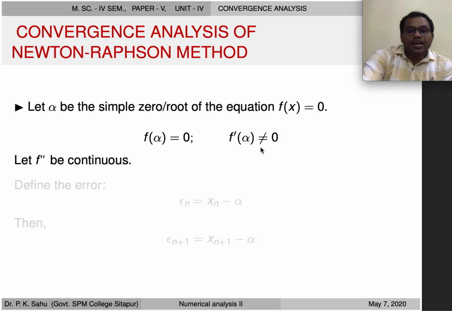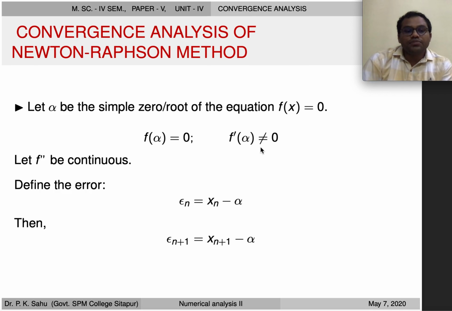Now define the error as epsilon n equal to xn minus alpha. Here xn is the nth approximation that we have obtained by using the Newton-Raphson method and alpha is the exact root of the given equation. Then the error at the n plus 1th approximation is given by xn plus 1 minus alpha, where xn plus 1 is the n plus 1th approximation generated by the Newton-Raphson method. We start with this because we want to generate a relationship between the error at the n plus 1th approximation and the error at the nth approximation.